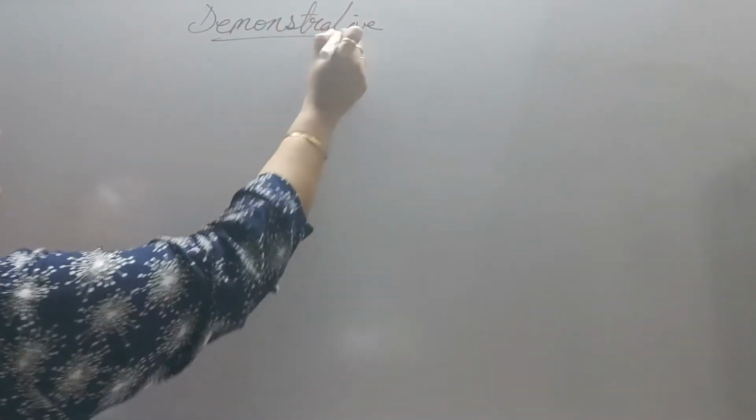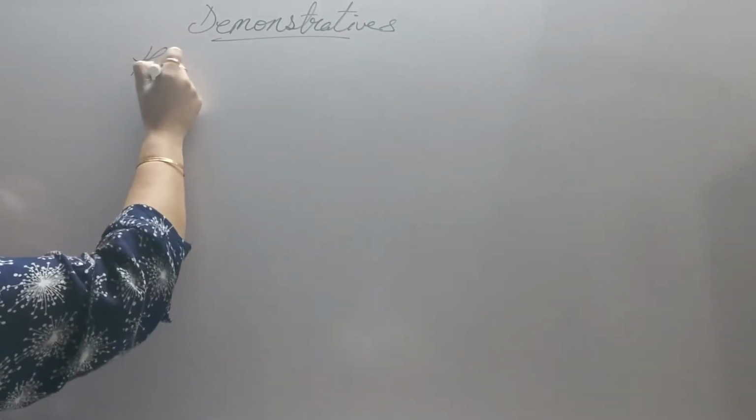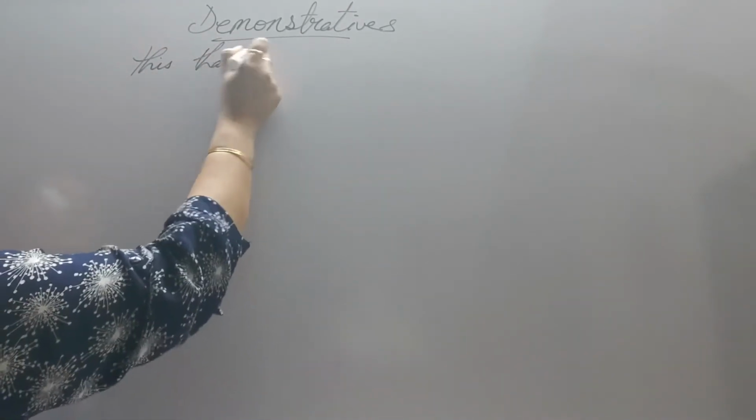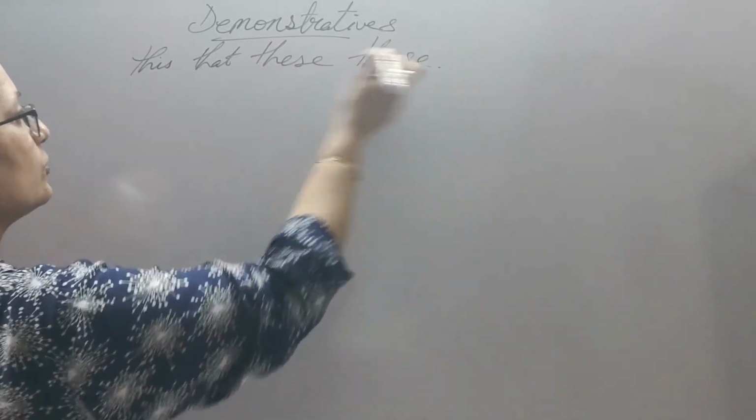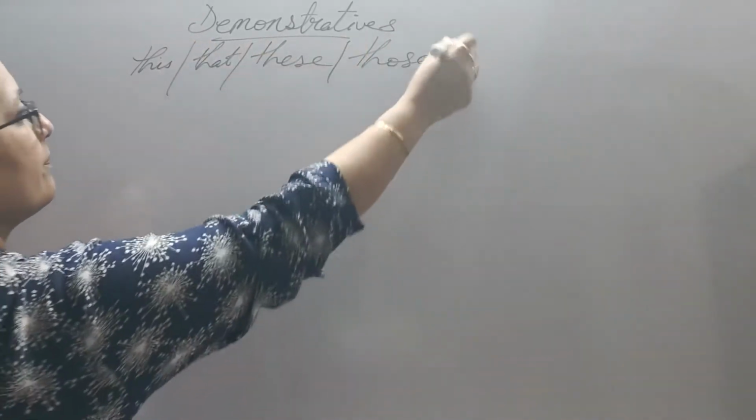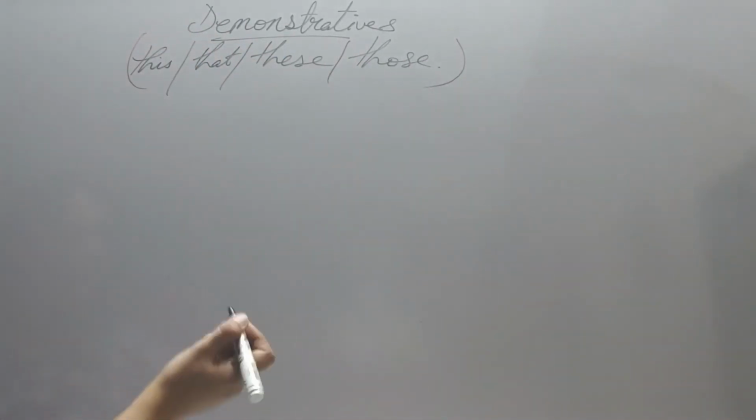Where I had told you, we basically have this, that, these, and those. These are the four basic demonstratives which tell us more about the noun. Demonstrative pronouns are used as determiners. They are used to point to something specific within a sentence.